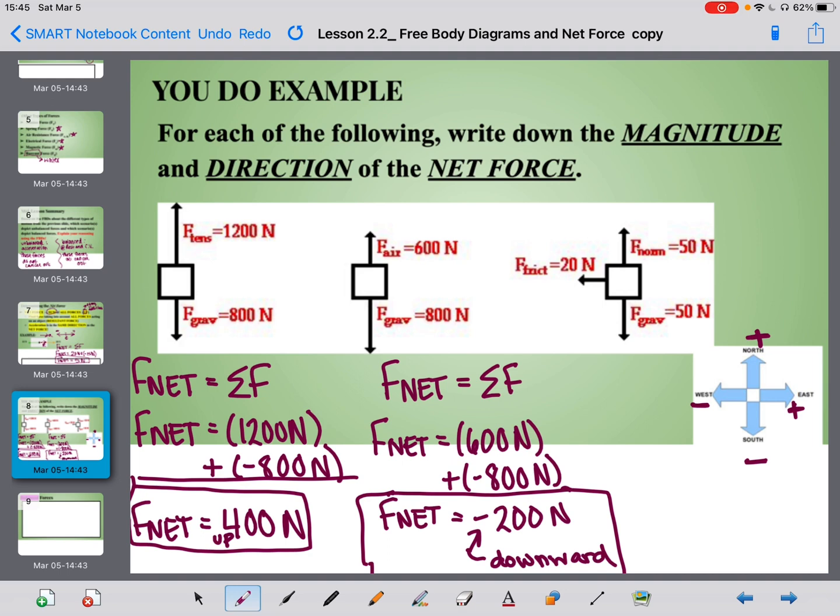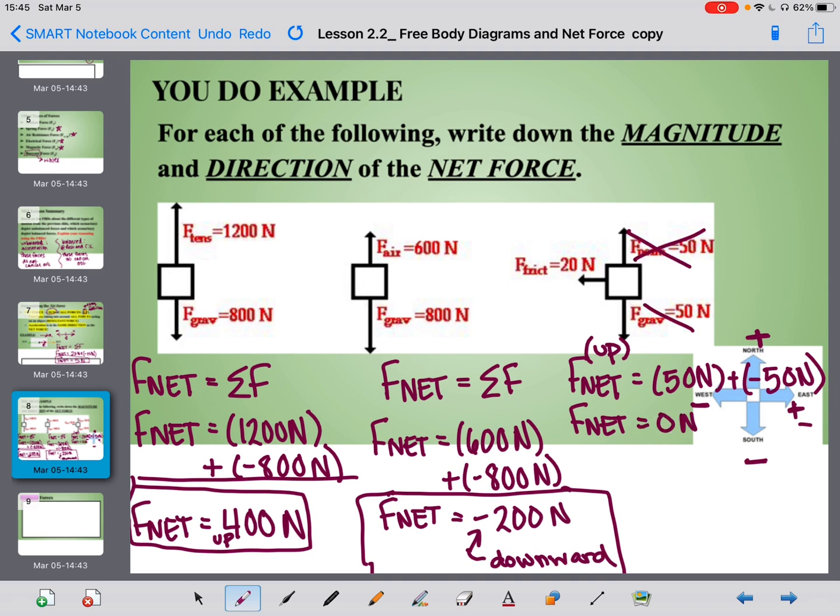So let's look at the up and down. We have the normal force, which is 50 newtons, and we have the force of gravity, which is 50 newtons. So F net, and we're only going to do the up first, so I'm going to label it up. F net equals 50 newtons plus a minus 50 newtons. So if you do 50 plus negative 50, essentially you're just going to get a net force in the vertical direction of 0 newtons. So that means that these guys cancel out.